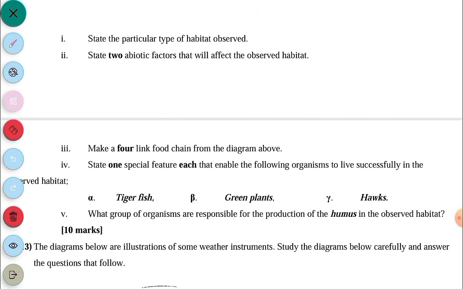The next question says, what group of organisms are responsible for the production of humus in the observed habitat? Decomposers. When any organism dies and falls at the base of the pond, decomposers cause the decaying process. They enhance the decaying process for the dead organism to become humus.